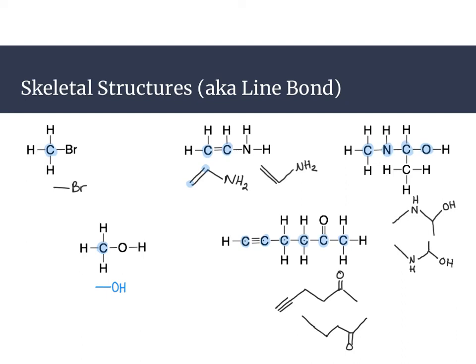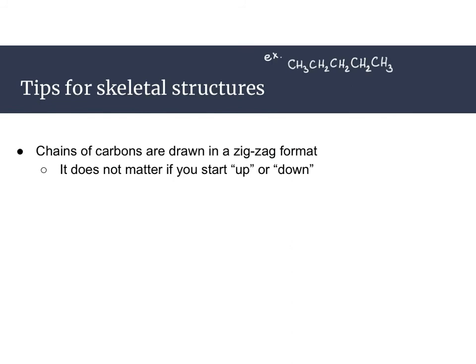Typically, I'll draw it so that those double bonded oxygens are facing upward, but that works just as well too. So those are some examples of a variety of types of line bond structures that you could use. And so let's go over just some general tips and hints, okay?